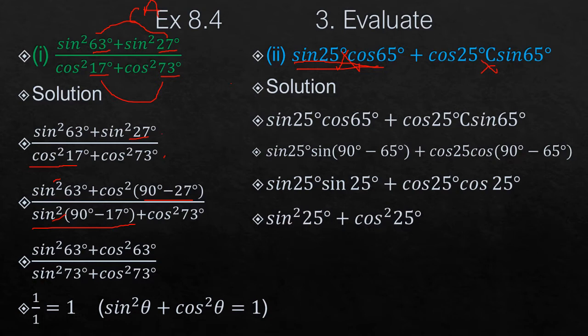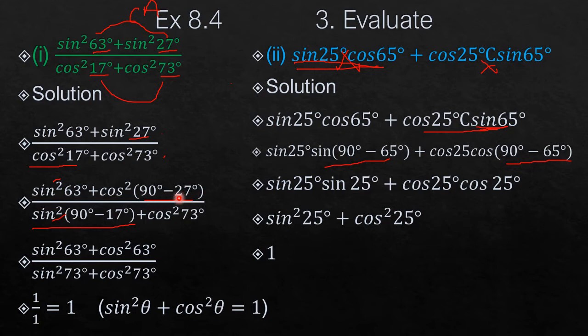So remember this. Here also we can change one of the angles. In the first, that is sine 25 degree cos 65 degree, we change cos 65. So we can write cos 65 as sine of 90 minus 65. In the second part, here we change sine 65. So we can write sine 65 as cos of 90 minus 65. Okay. So the same formula which you used here.